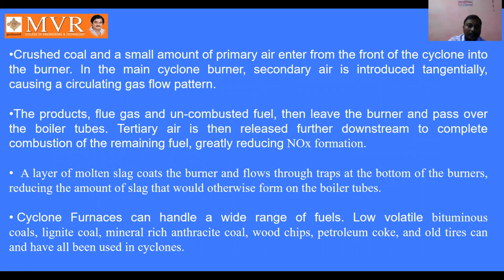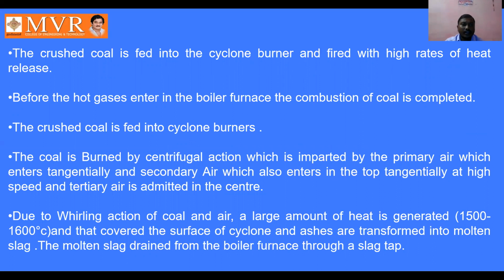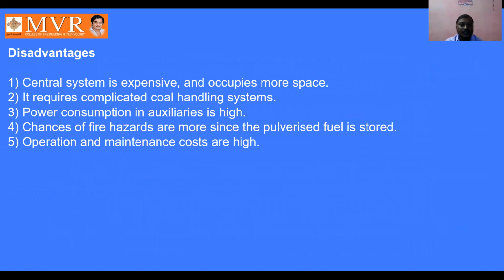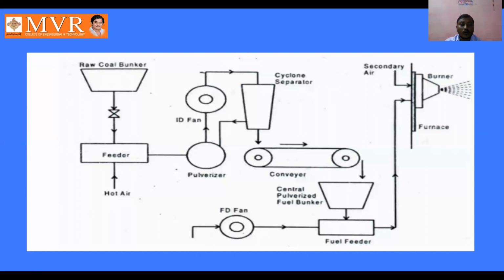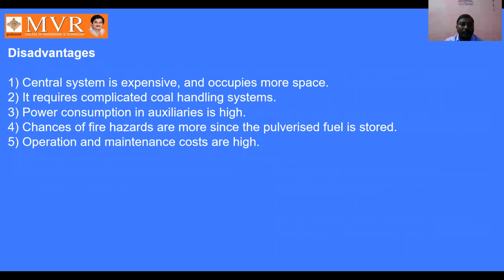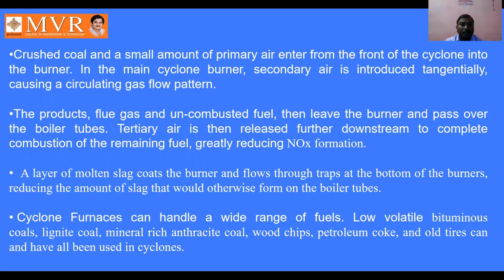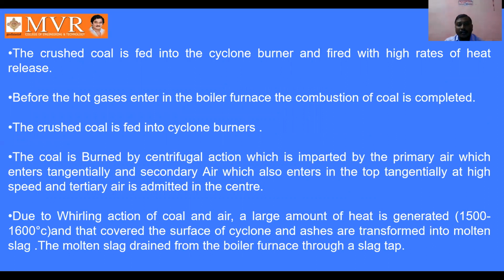Coming to the crushed coal, it is fed into the cyclone burner and fired with high rates of heat release. When we feed the coal which is crushed, we can observe here the raw coal bunker, cyclone, and firing with high rates of heat release.